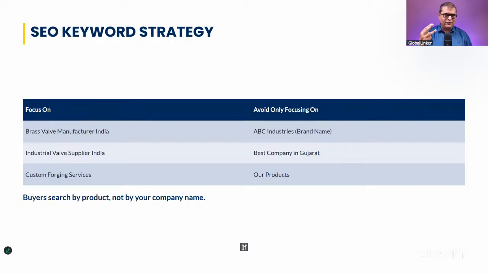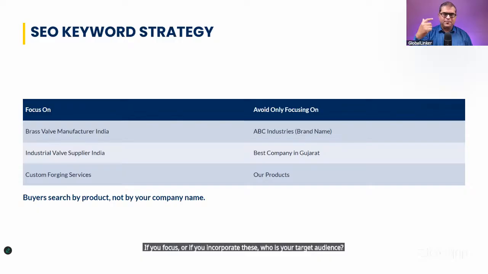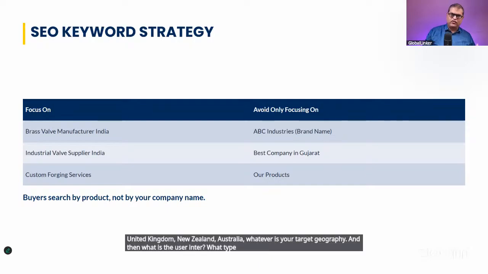If you incorporate these, who is your target audience, their profile, what is the target market, United States, Europe, United Kingdom, New Zealand, Australia, whatever is your target geography, and then what is the user intent, what type of commercial, informational, transactional. For B2B it should be more commercial intent. But what is the user intent behind those keywords? That's where you'll get a much richer keyword, and then you should be incorporating them in your website.